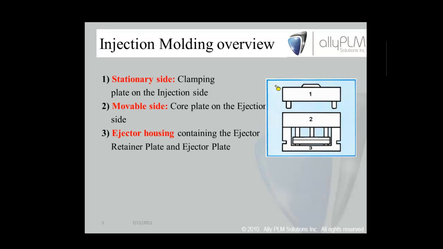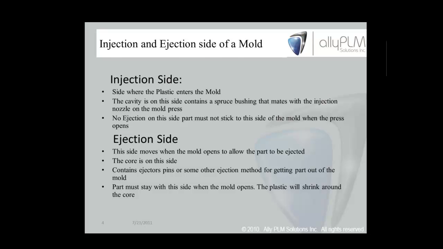Now, as far as the overview is concerned, a project can be divided into three parts: stationary, movable, and ejector housing. The stationary one is the one with the injection side. This is the side where the plastic enters the mold. The cavity is on this side, and there's no ejection on this side. So the part must not stick to this side of the mold.